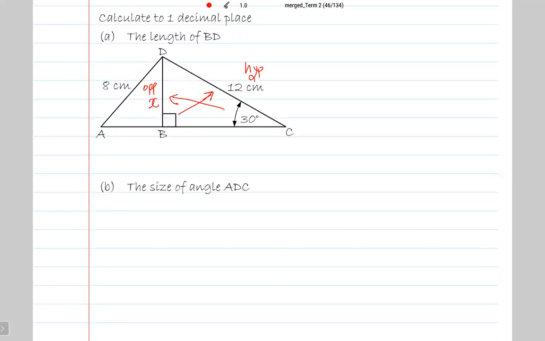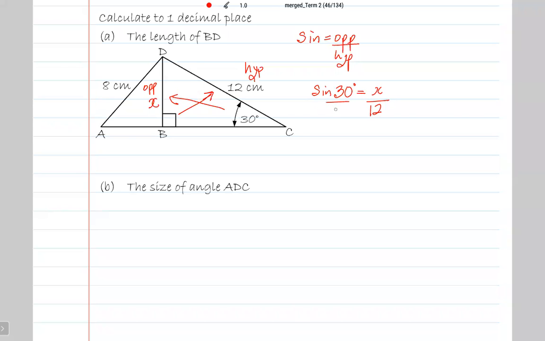Then I would ask myself which trig ratio includes opposite and hypotenuse, and the answer for that is sine. So I'm going to say sine is equal to opposite over hypotenuse. Then I'm going to say the sine of 30 degrees. Remember, after you write sine, cosine, or tangent, the next thing you must write is the angle, is equal to the opposite side, which is x, over the hypotenuse, which is 12.